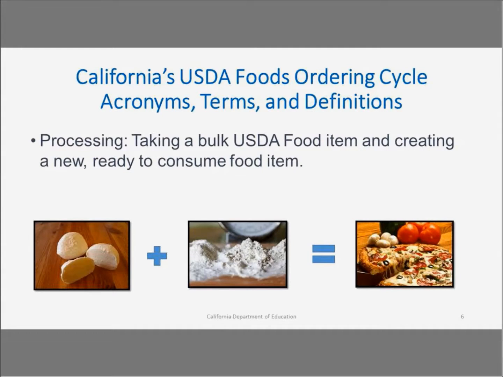Moving on, processing is the utilization of bulk USDA foods as an ingredient by an approved commercial food processor in the production of finished end products. In simple terms, it is taking a bulk USDA food item and creating a new, ready-to-consume food item.